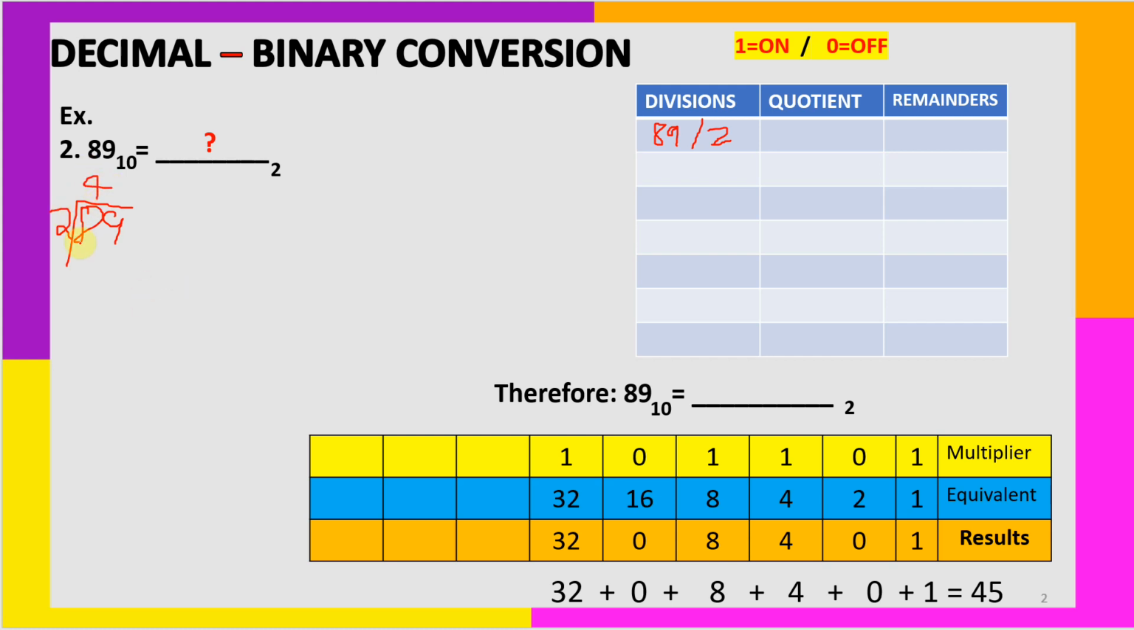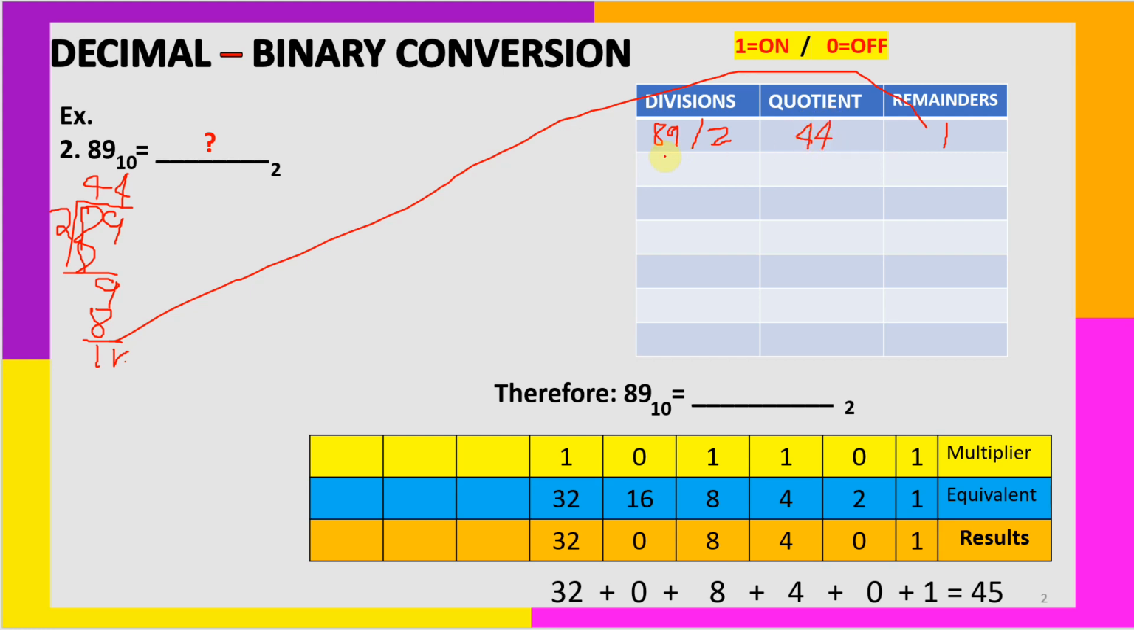4 times 2 is 8. Bring down 9. 9 divided by 2 is 4, and 4 times 2 is 8. Remainder: 9 minus 8 is 1. So this is the first remainder. You write here the first remainder, 1, and the first quotient is 44.